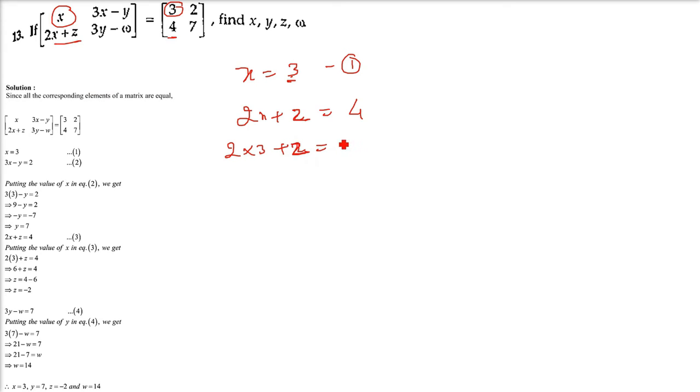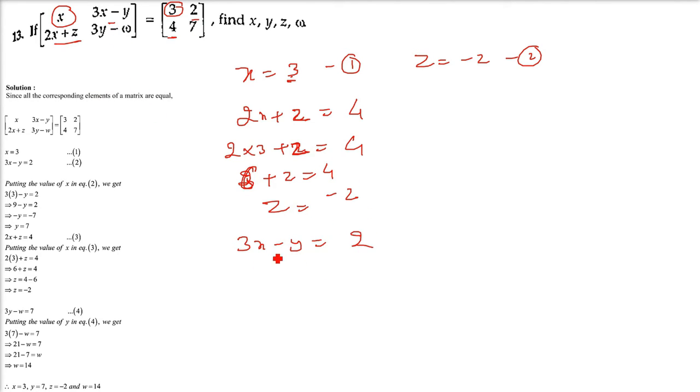So 6 plus z equals 4. z will be equal to negative 2. So you have z also. Now x is 3, z equals minus 2, I am writing. Now x and z are already there. 3x minus y equals 2. So x is there, 3 into 3 minus y equals 2. y equals 9 minus 2, so y will be equal to 7. So we will just write it here, y equals 7 also.